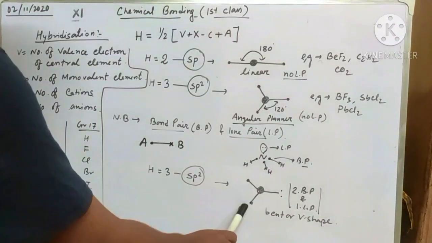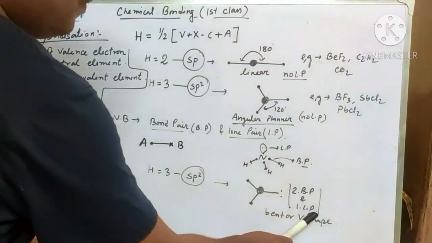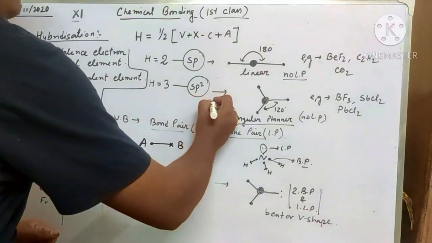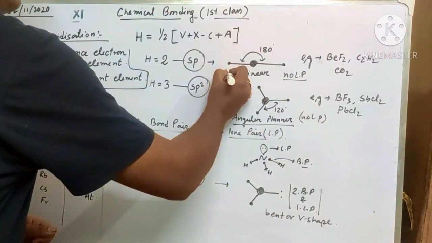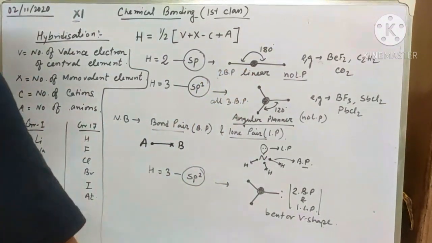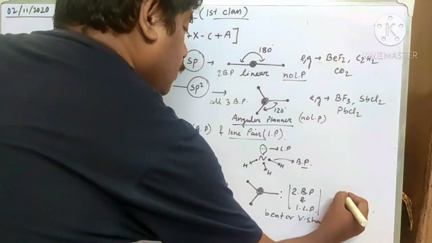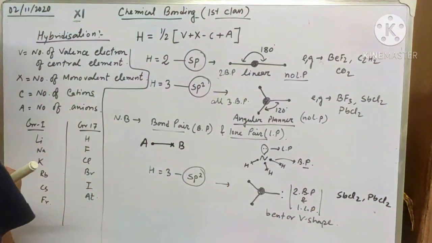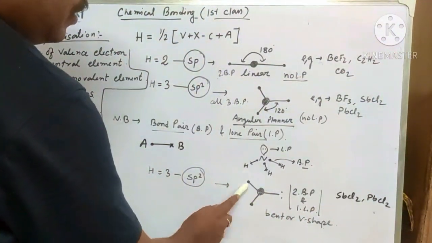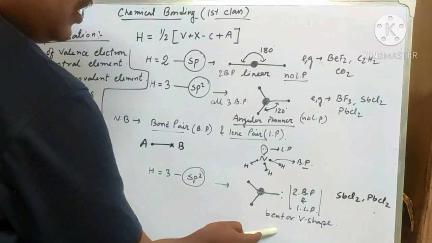In that case, two lone pairs are present, and in this case one lone pair is present. In this case, all three are bond pairs. Examples of such compounds are SnCl2 and PbCl2. Sn is present as an element having two chlorine atoms as bond pairs and one lone pair. The structure is bent or V-shaped.